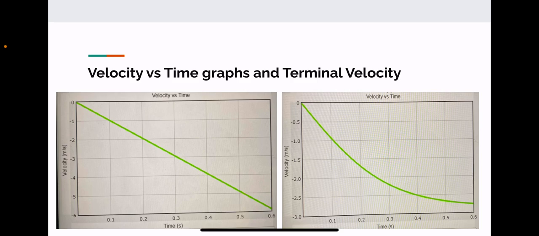Here we see the velocity versus time graphs predicted by the computational models. The graph on the left shows the velocity when only gravity is considered. In this scenario, Fnet is equal to the force of gravity, so the system has a constant acceleration of negative 9.8. This acceleration is demonstrated by the negative linear slope of the graph.